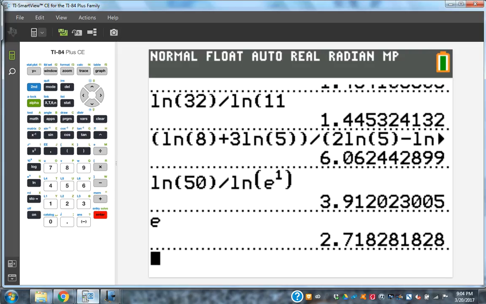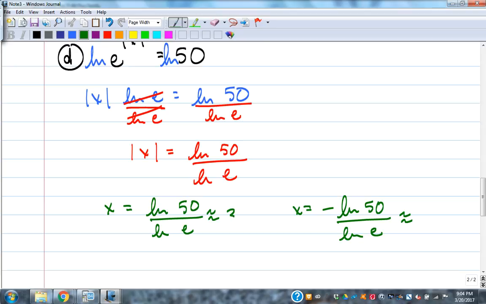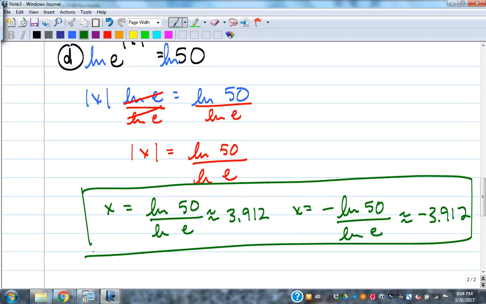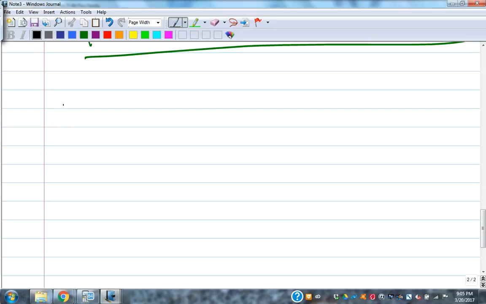All right. So what was that? Decimal 3.912. And then negative 3.912. That one had a little twist in it, but it's pretty easy as far as math goes. All right. Let's get another one. Let's do something with an e here, because it's example E. So you should do problems with the e's.